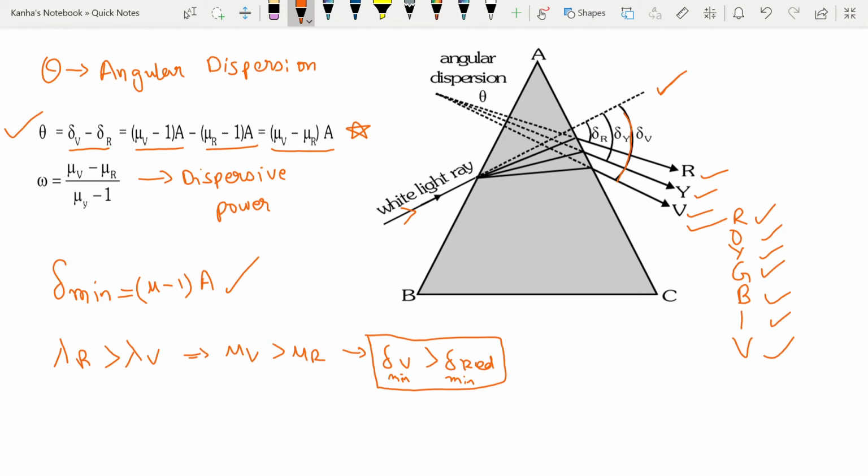So it is (mu v minus mu r) divided by the mean color deviation, which is (mu y minus 1), because y is somewhere around here, yellow. And how do you find the refractive index of mean color mu y? So mu y is equal to (mu v plus mu r) divided by 2, or it is the average of the refractive index for violet and red. Note that again dispersive power depends only on the material of the prism.